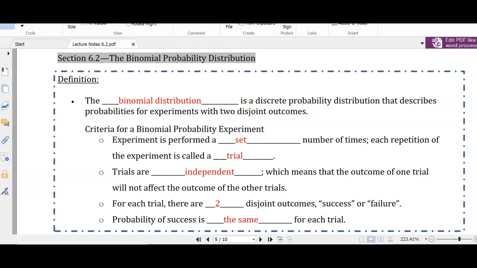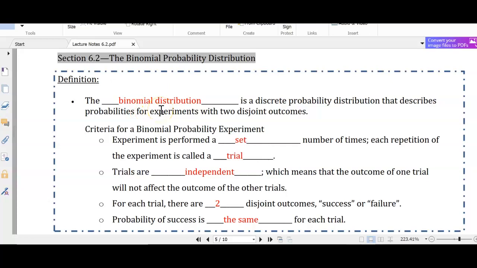Hello, I just wanted to go over a little bit in section 6.2 because our resources start at chapter 7, and we had a couple more examples in 6.2 to go over. As a reminder, 6.2 was on the binomial probability distribution, and the binomial distribution is a discrete probability distribution that describes probabilities for experiments with two disjoint outcomes.